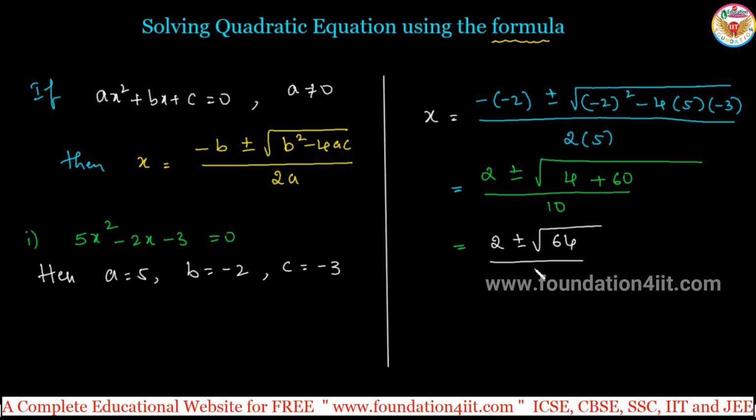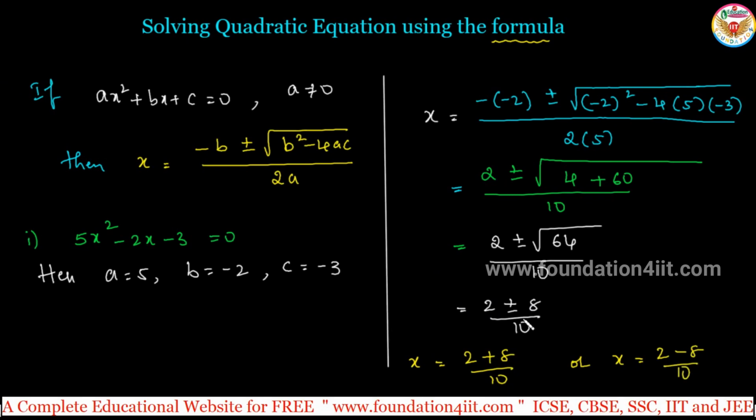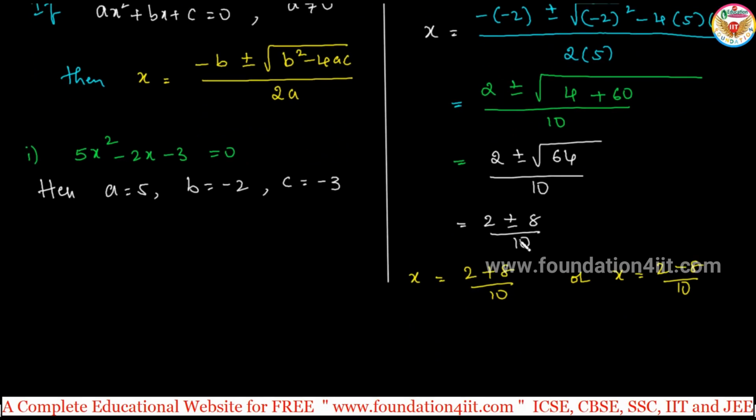So 64 divided by 10. 2 plus or minus square root of 64 is 8 divided by 10. Now we can't simplify more, just you can take the value separately. Therefore x is equal to 2 plus 8 by 10 or x is equal to 2 minus 8 by 10. Plus or minus, let's take plus and let's take minus, then simplify this.